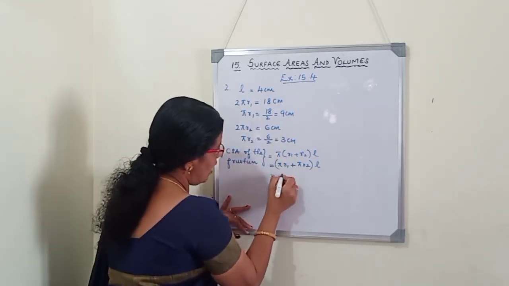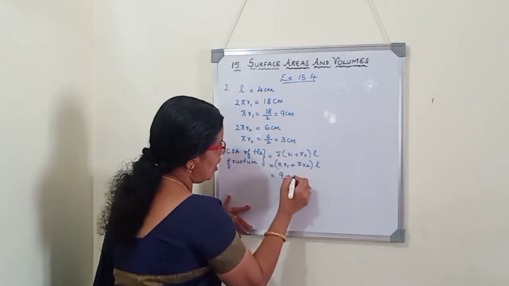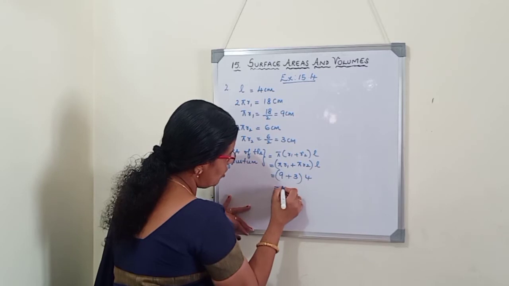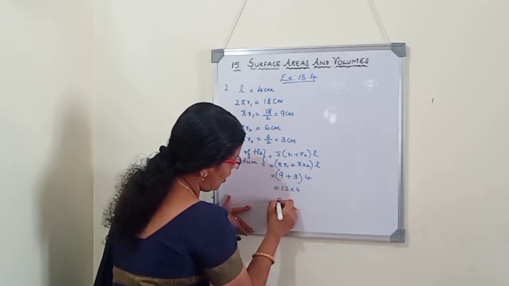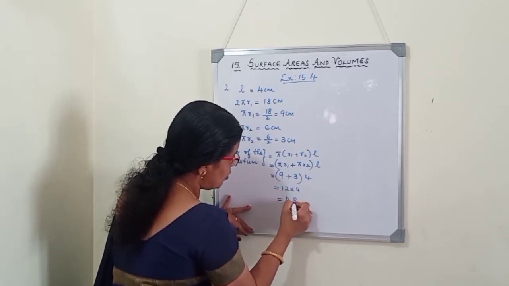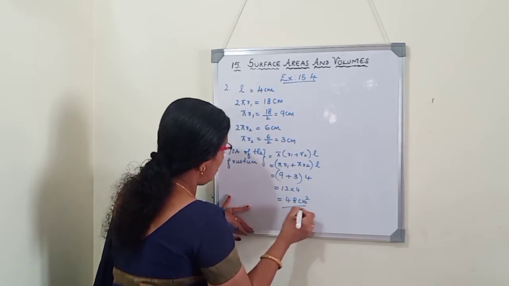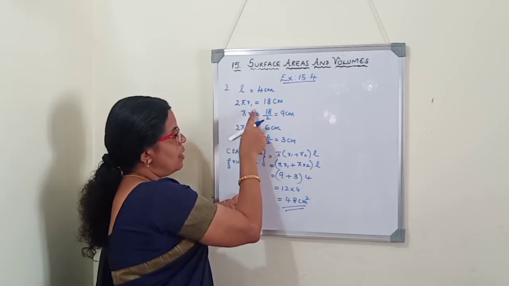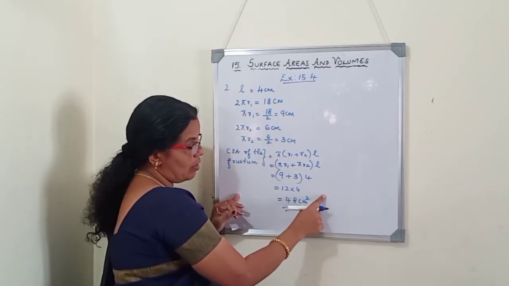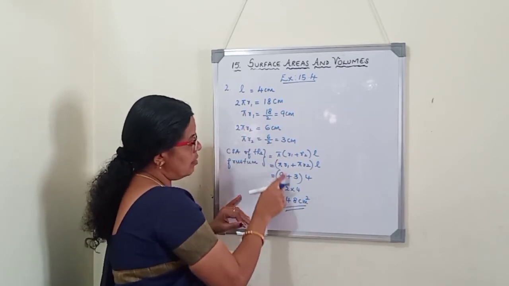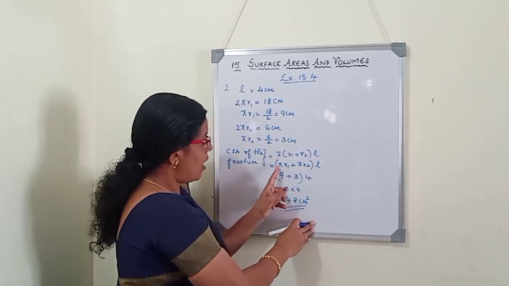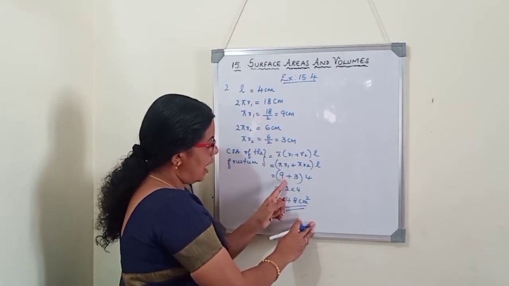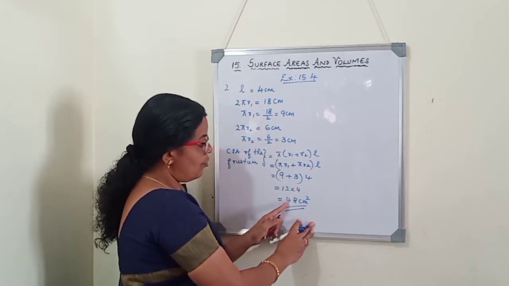Now pi r1 is 9 plus pi r2 is 3 into slant height is 4. So 9 plus 3, 12. 12 into 4, 48 centimeter square is the CSA of the frustum of a cone. If you find R1 and R2 from these two equations, little more calculation we have to do. If you do like this, it will be easy. So pi R1 plus pi R2 into L, directly apply the value from here.